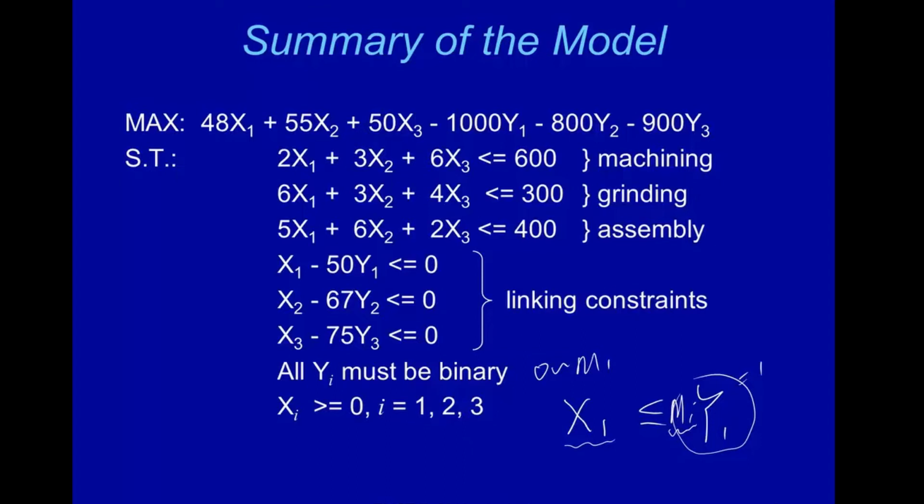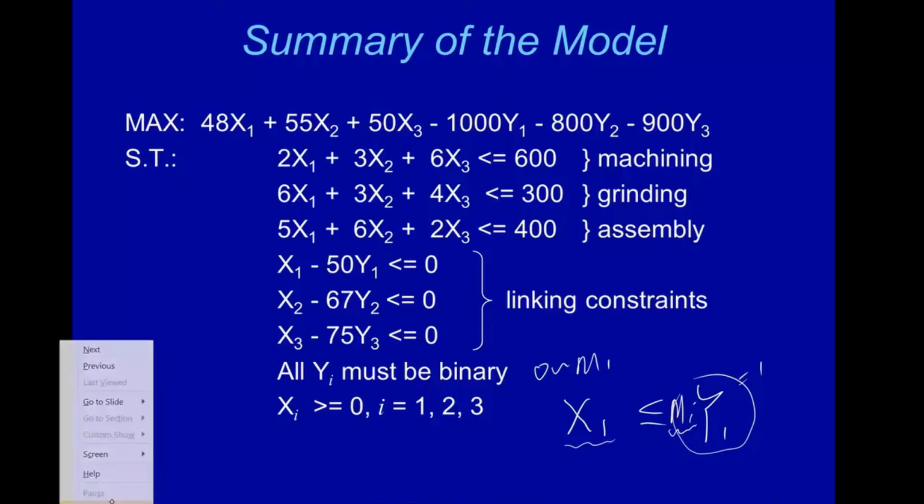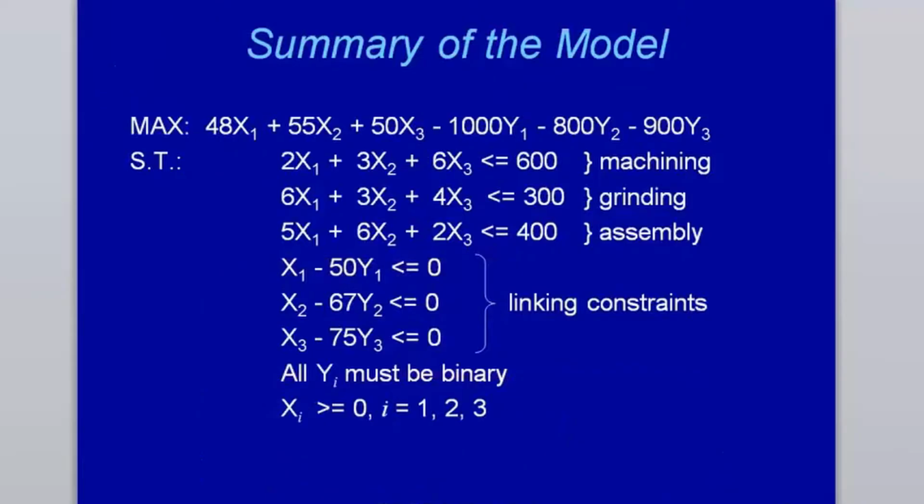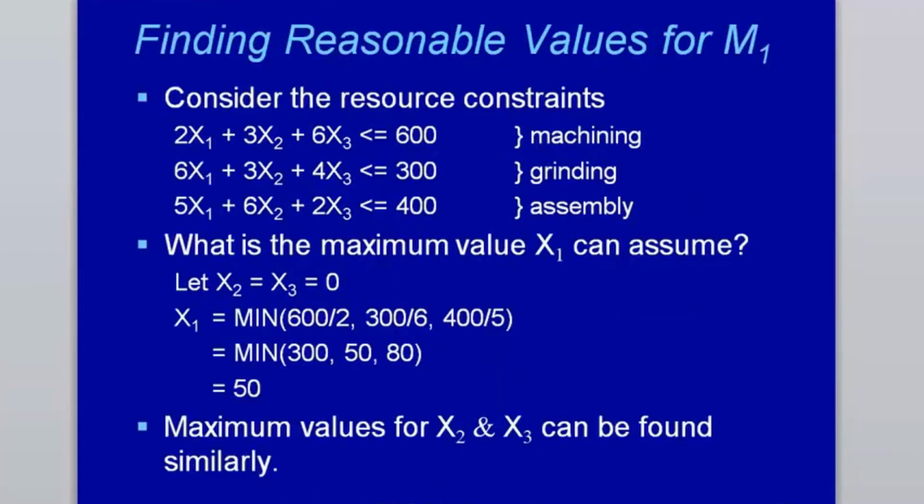We did that by calculating, assuming for x1's upper limit that x2 and x3 are 0, and we use the right hand side divided by the coefficient of x1 in these three constraints and find the minimum value among them, which is 50. And we concluded that 50 is the maximum value that x1 can be.